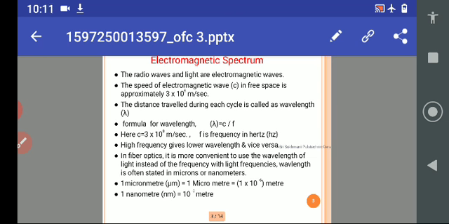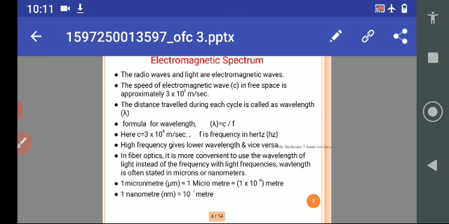There is a relationship between wavelength and frequency. What is the relation? Lambda is equal to c by f, where lambda is the wavelength in meters, c is the velocity of light in free space with value 3 x 10^8 meters per second, and f is the frequency in hertz. When f is high, lambda will be low. In other words, if f is in a lower frequency range, lambda will be high, because they are inversely proportional to each other.